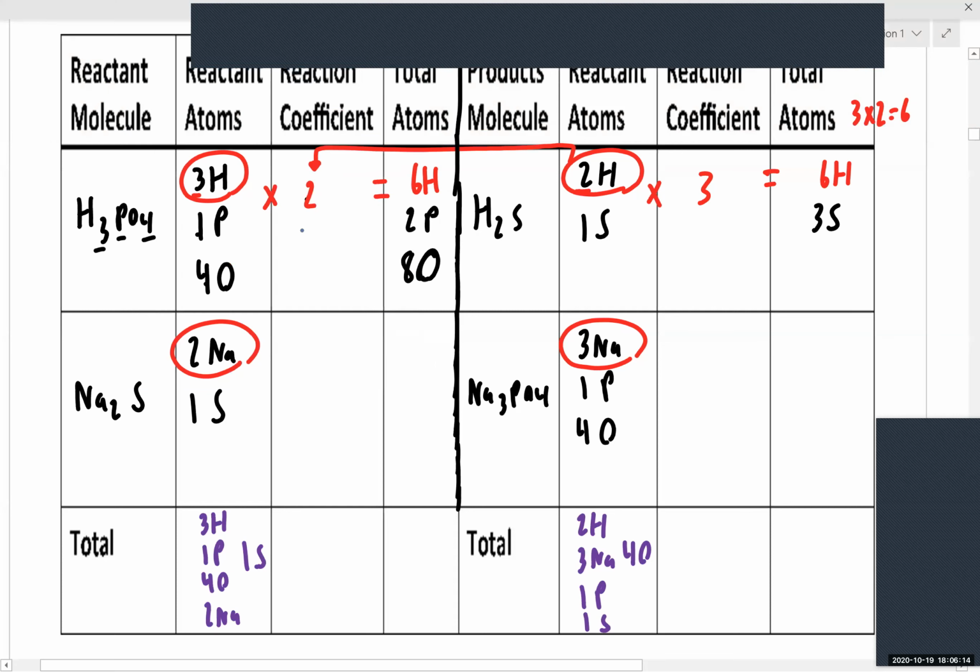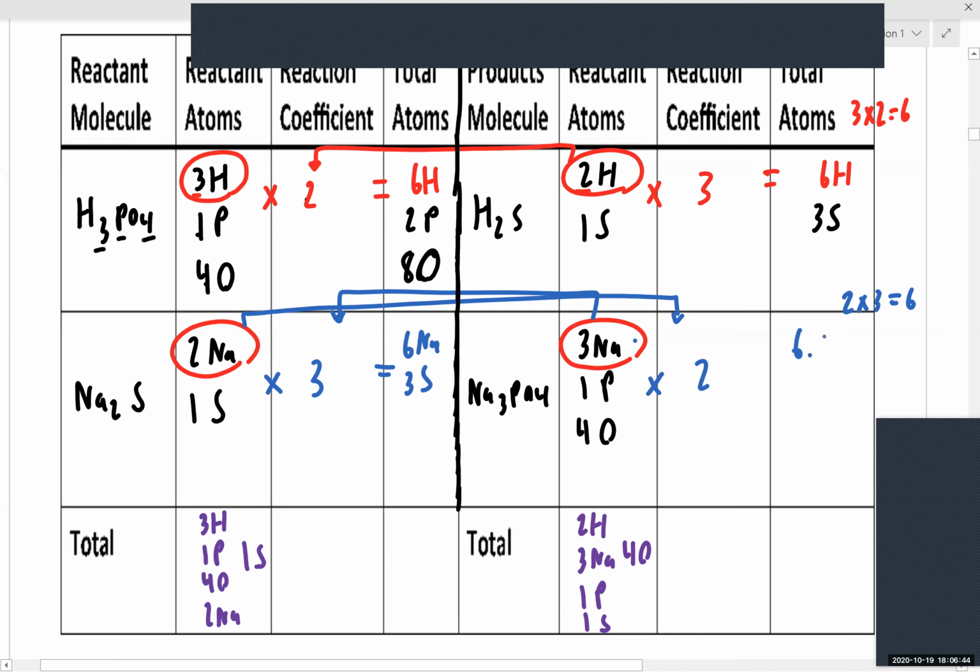Applying the same logic to sodium, we see we have 2 sodiums on the left, 3 sodiums on the right. So we're going to use the least common multiple method. 2 times 3 gives us 6. So what coefficient goes in front of sodium sulfide? Three. Yep. So that gives me 6 sodiums and 3 sulfurs. And what coefficient goes in front of sodium phosphate? 2. And that in turn gives us 6 sodium, 2 phosphorus, and 8 oxygen.